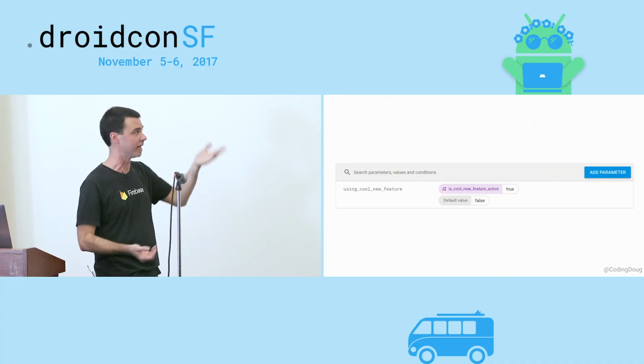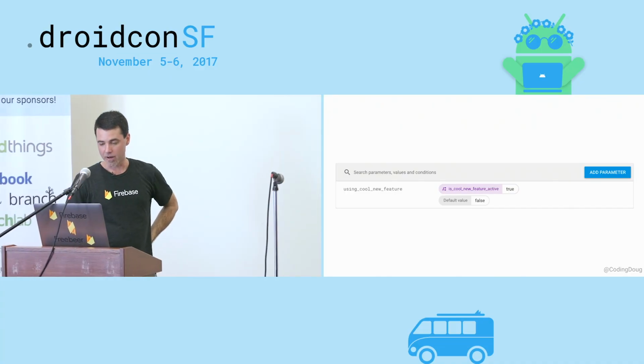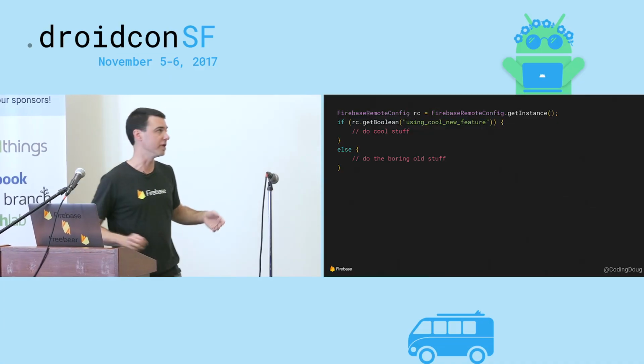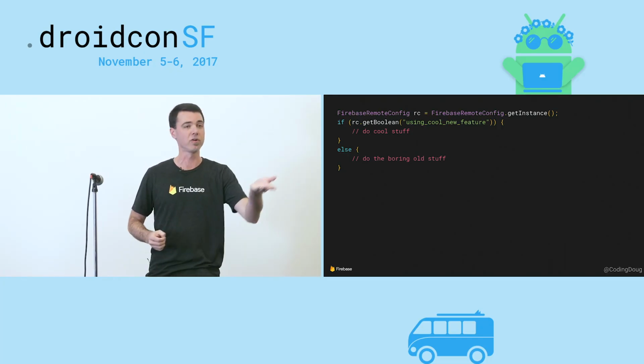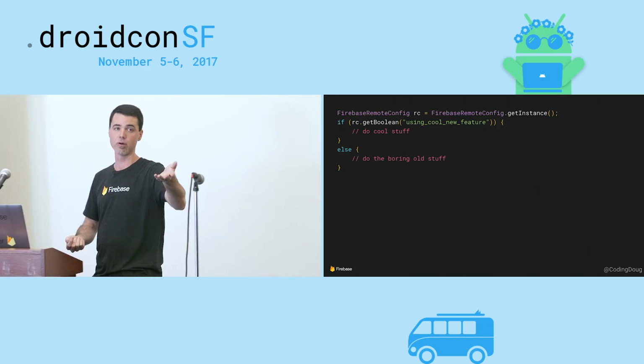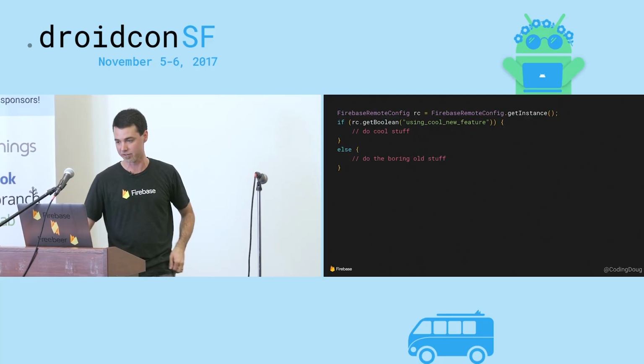You can see very clearly what's going on here. Now, in your app, what you'll want to do is use the Firebase Remote Config API to just query that Boolean. Am I using this cool new feature? If so, use it. If not, not. It couldn't be any easier than this.